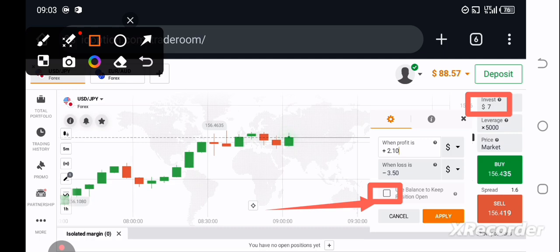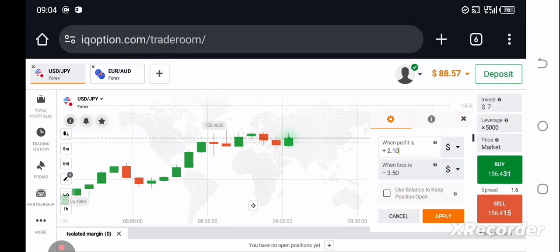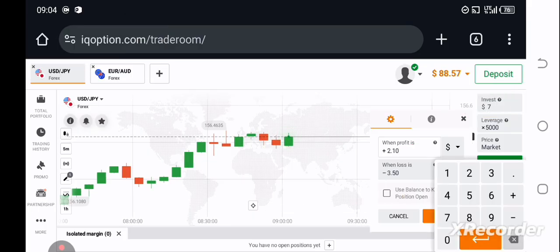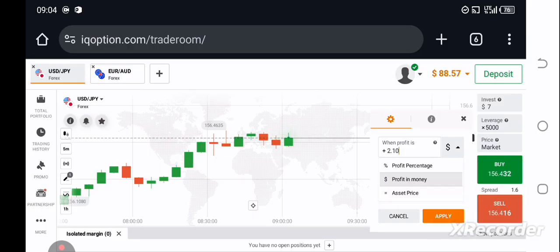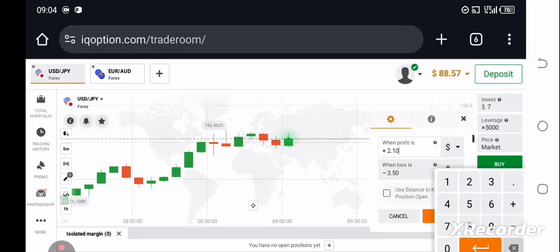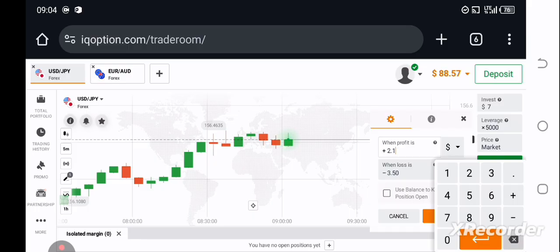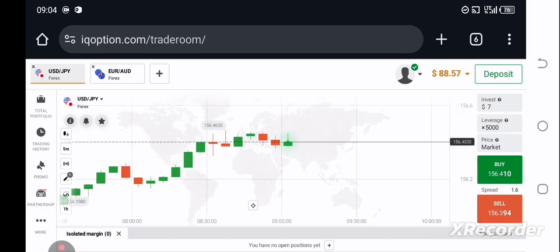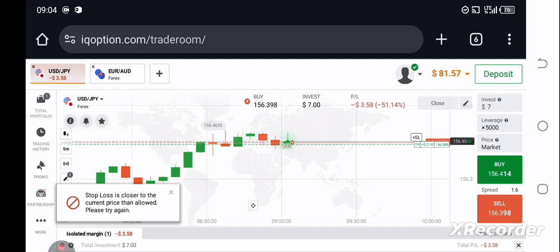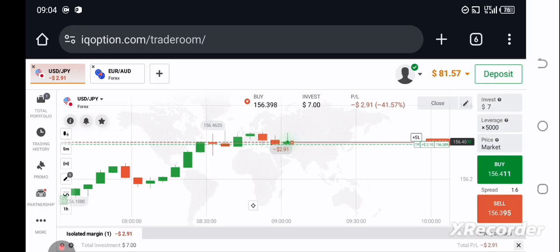So you can increase your profit, say when profit is at 50%. Okay. When your profit is at 50%, now stop loss is close to the current price and allowed.